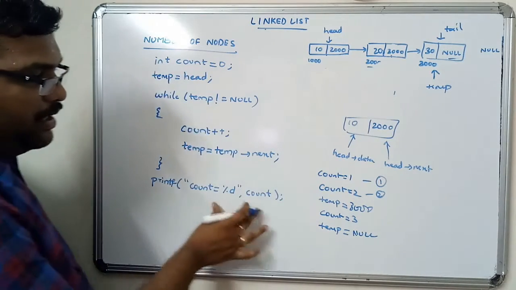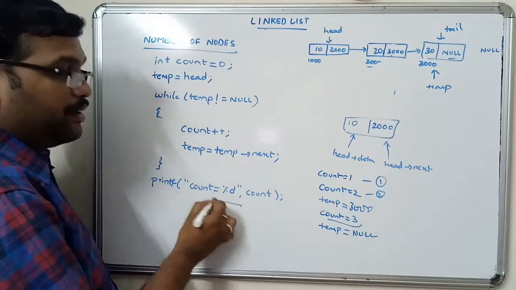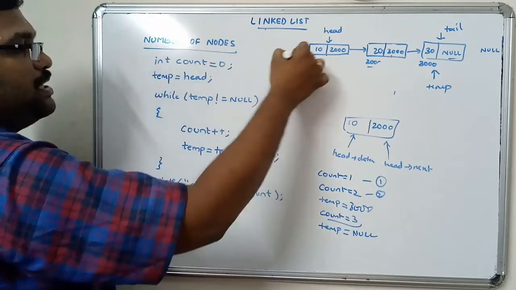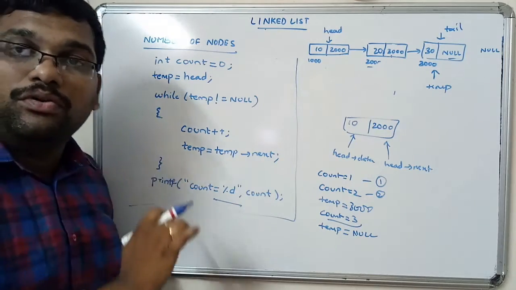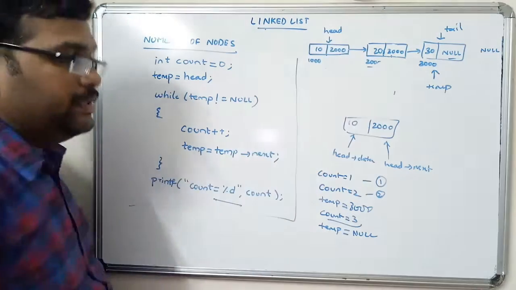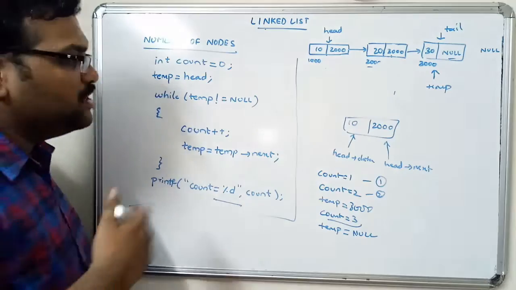So automatically this 3 will be printed here, right? So this is the code for finding the number of nodes in the linked list, right? Hope you understood this one.